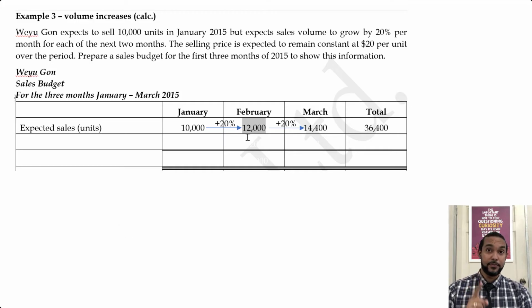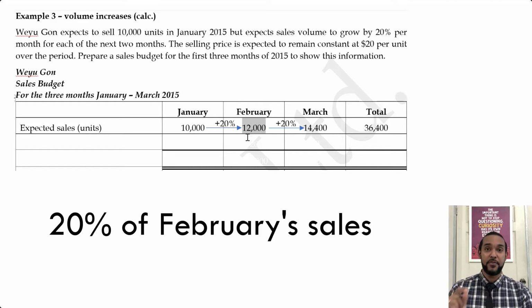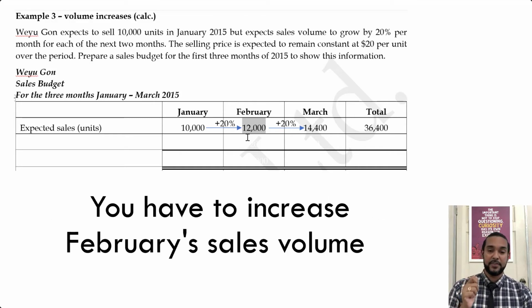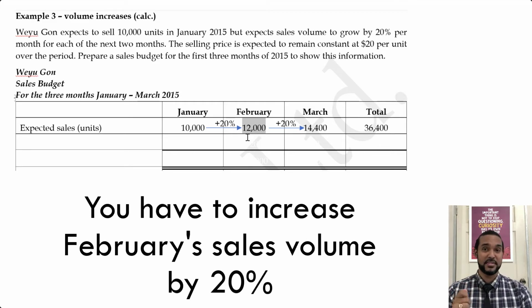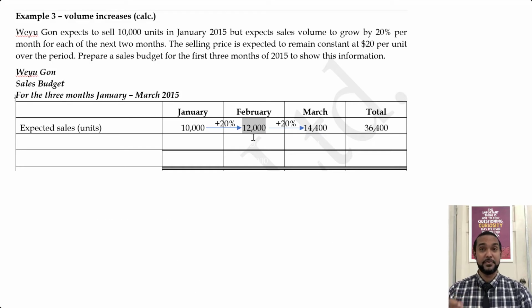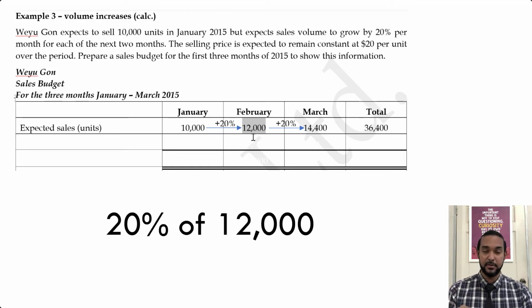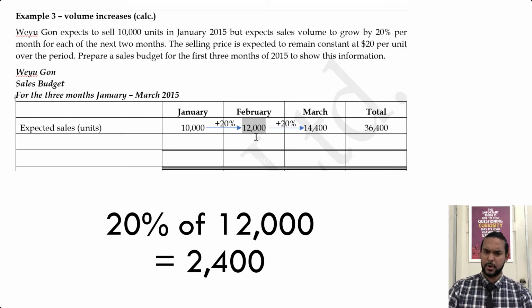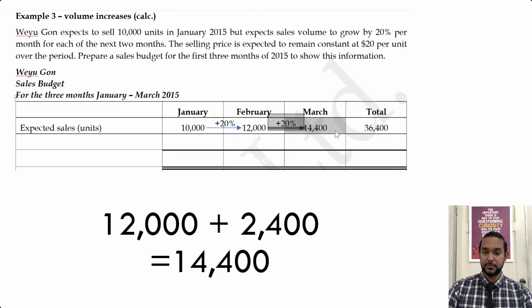Now, to go from February to March, you have to increase by 20% of February sales. Let me repeat that. To find the sales volume, the number of units sold in March, you have to increase February's sales volume, the number of units, by 20%. So the number of units sold in February is 12,000. So you have to find 20% of that figure and add it back onto that figure. 20% of 12,000 is 2,400. When you add that on to 12,000, you're going to get 14,400.